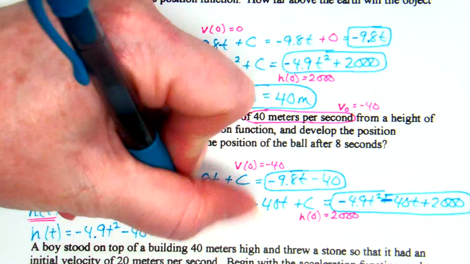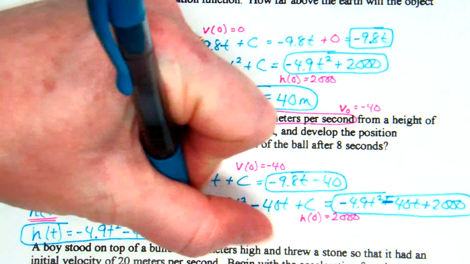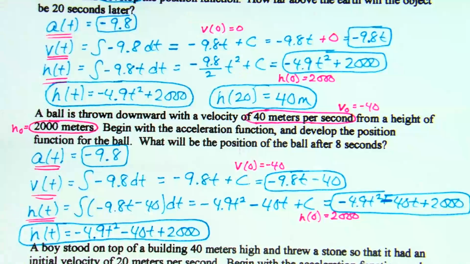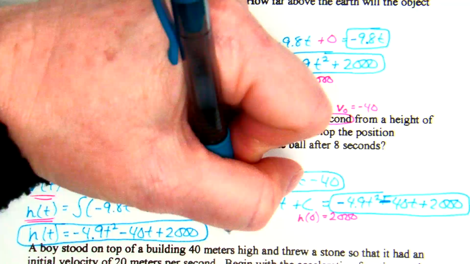And then what did it ask me to find? Position after 8 seconds. So what do I do? Plug in 8.